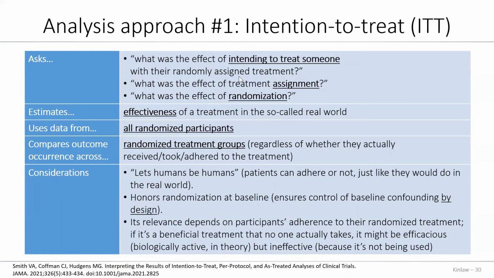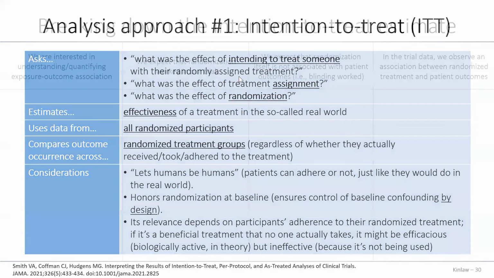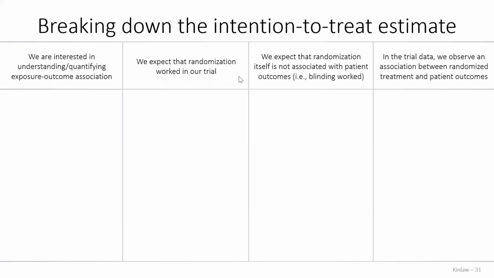Starting with the intention to treat, or ITT estimator, this is asking the simple question, did the 2 randomized groups experience different outcomes, or did randomization affect the outcome? This might sound like a silly question, but it's at the heart of the randomized controlled trial design. So let's dig into it a little bit more. I think it's really helpful to break down the intention to treat estimate into all the assumptions that go into it.